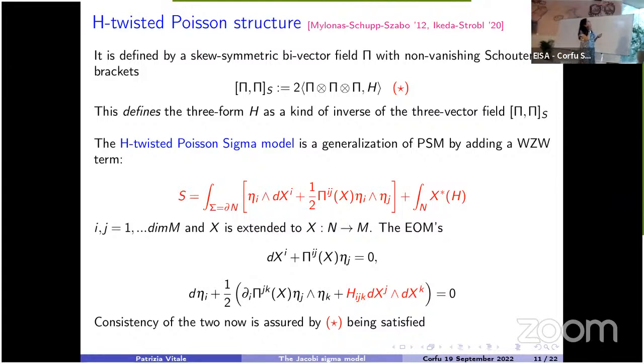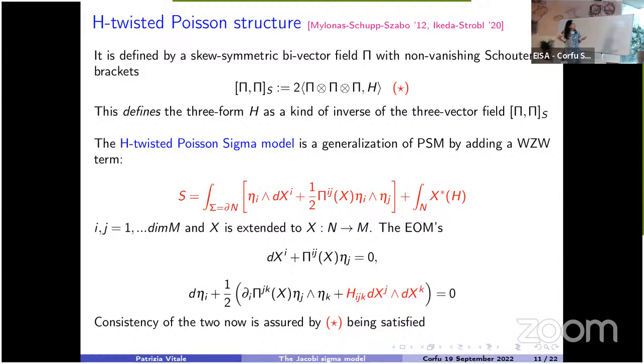Okay, so what is an H-twisted Poisson structure? What happens is that you have this skew-symmetric bivector field on your manifold, but the Schouten bracket is not zero. Remember that pi is a bivector field, then the Schouten bracket with itself is a three-vector field. So this expression here defines a three-form, which is this H here. So H, let me say it loosely, is a kind of inverse of the three-vector field that one gets from this calculation here. So you have a skew-symmetric bivector field, which does not satisfy the Jacobi identity, Schouten bracket zero.